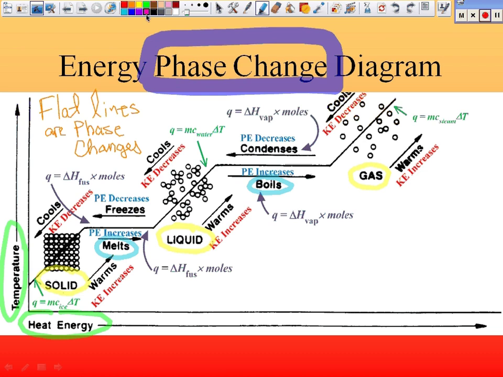This square purple box. What is the slope of that line? 0. Therefore, what is the temperature change the entire time that substance is melting? 0. But is the energy changing? So the temperature's not changing, but the energy is. So how can you have all these things with no temperature change?